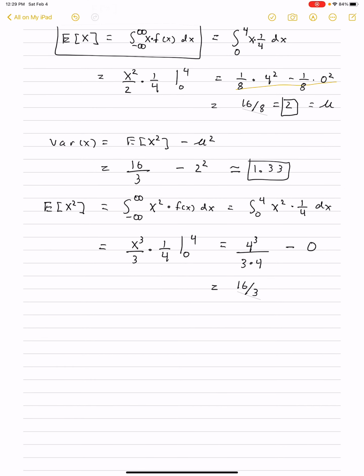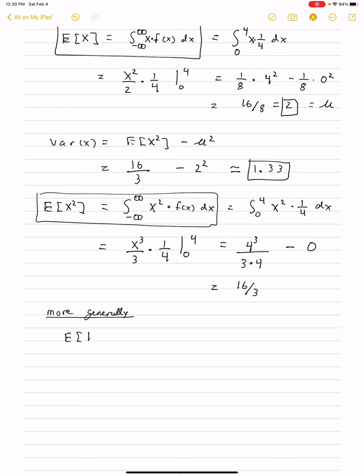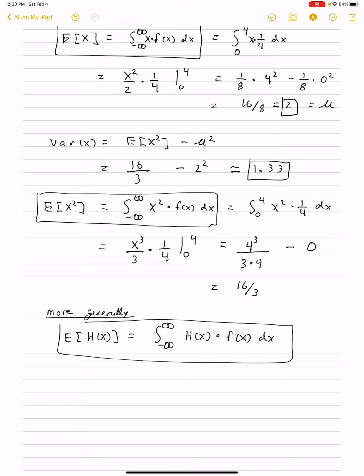So I just wanted to also highlight E of X squared as this more generally. The expected value of a function of X, as you guessed it, is the integral from minus infinity to infinity, just a fancy sum, of h of x times the density function f of x dx. Okay, that's the general rule, and that's what we've used above.